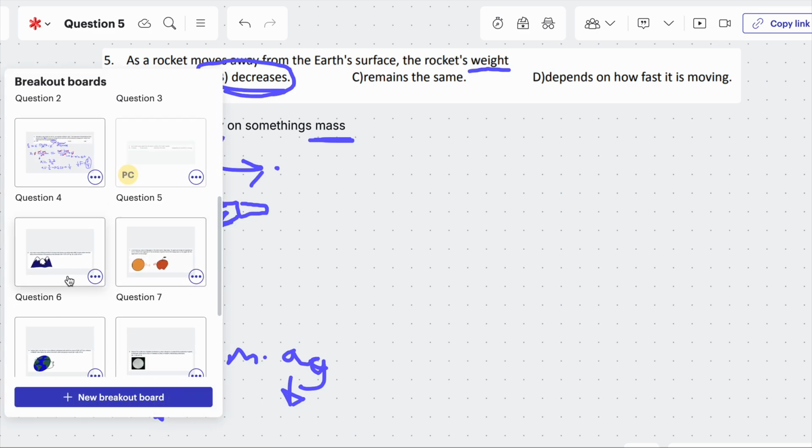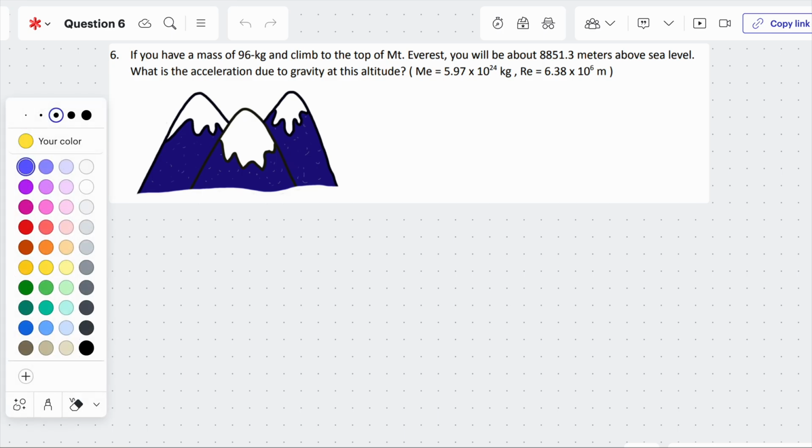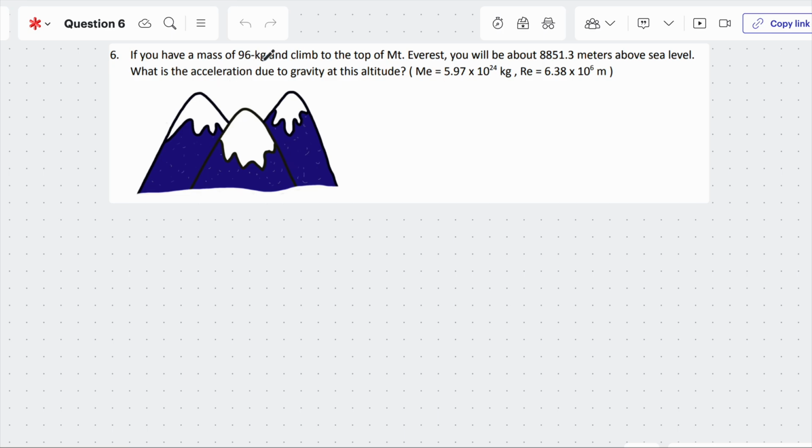All right, question 6. Ooh, yay, acceleration of gravity. Okay, so if we have a mass of 96 kilograms, this is completely irrelevant, and climb on top of Mount Everest, which will be about 8,851.3 meters above sea level. That's important. What is the acceleration due to gravity at this altitude?